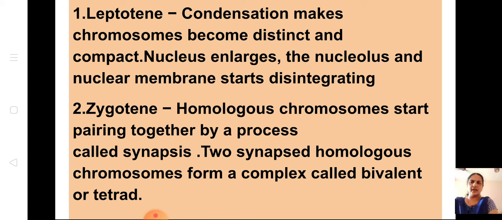And the next one, zygotene: homologous chromosomes start pairing together by the process called synapsis. Okay, I told you homologous chromosomes means one from the male and one from the female, and they pair together by the process called synapsis. That is very well shown in that video. 2 synapsed homologous chromosomes form a complex called bivalent or tetrad. Okay, when they are synapsed together, they are called bivalent.